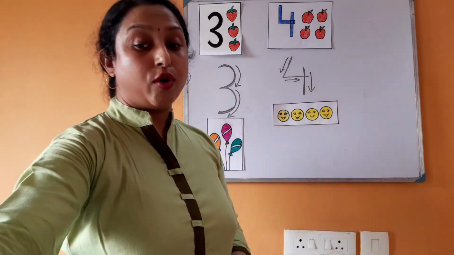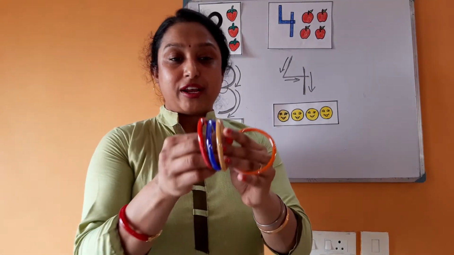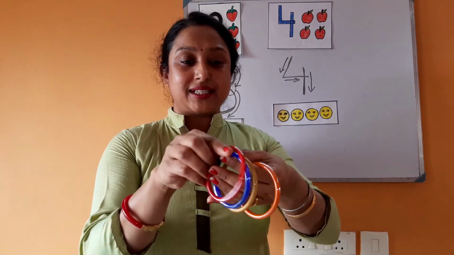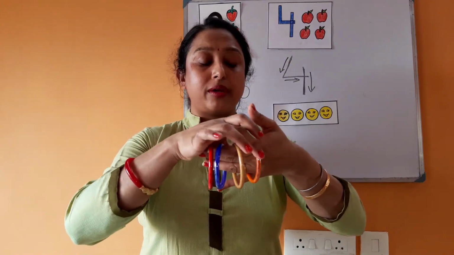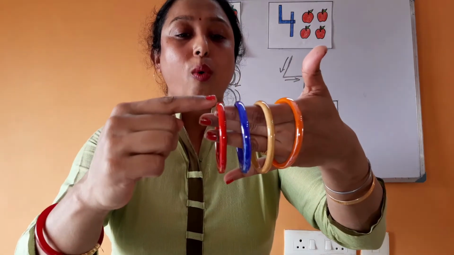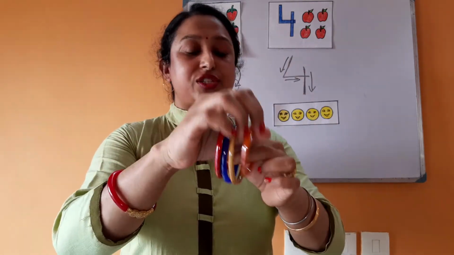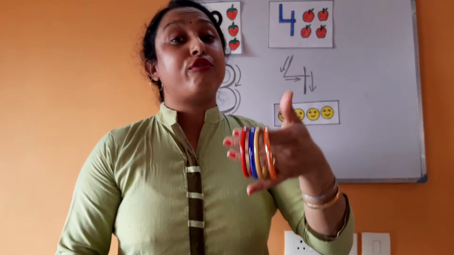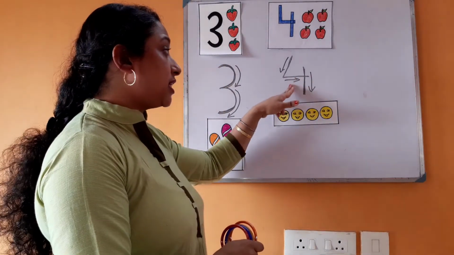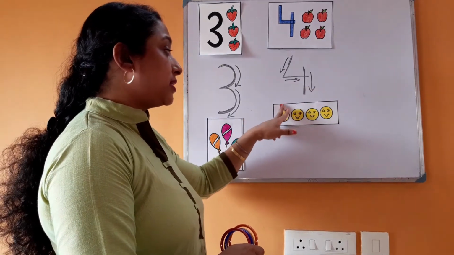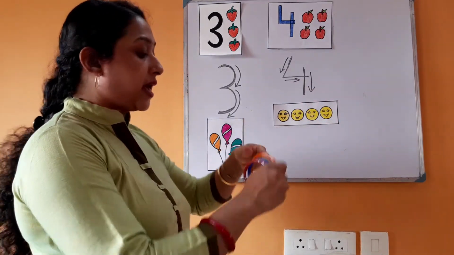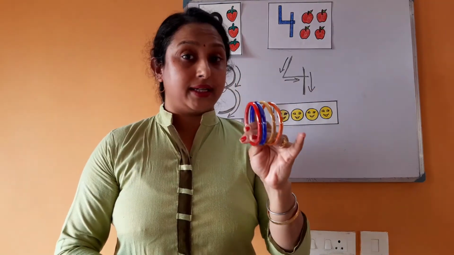And now I am going to show you some colorful bangles. So let's count. How many bangles are there? 1, 2, 3, 4. So how many bangles are there? 4 bangles. There are 4 bangles. So this is number 4 and there are 4 smileys and 4 bangles.